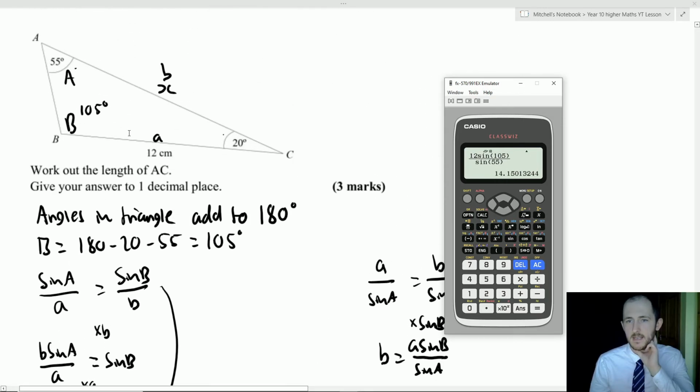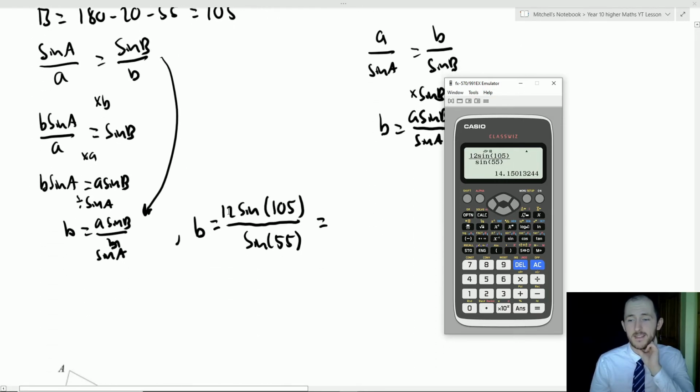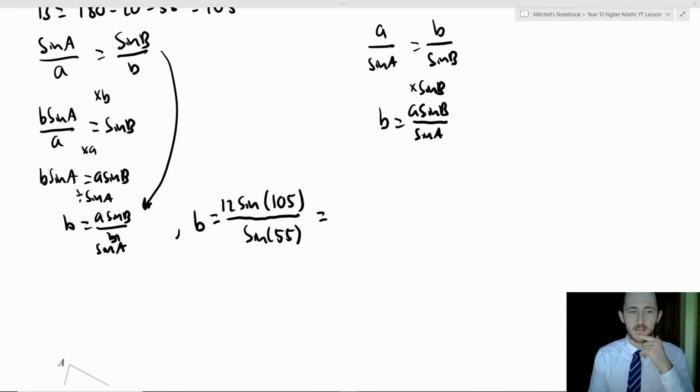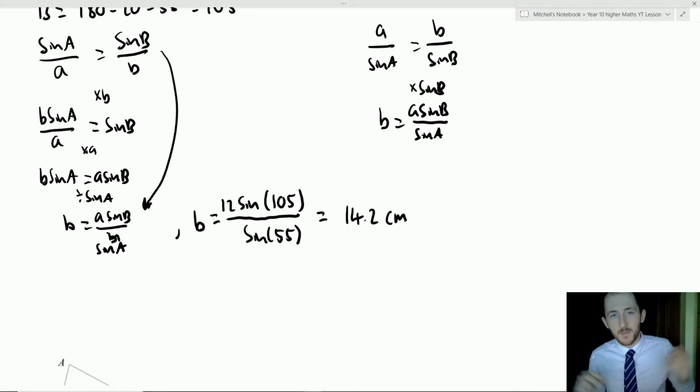Does it say one decimal place? See, they changed it. Although in this case, 3 significant figures and 1 decimal place would give you the same answer. You get 14.2 centimeters. Remember the units. They're very serious about it. Very intense. We don't like it.